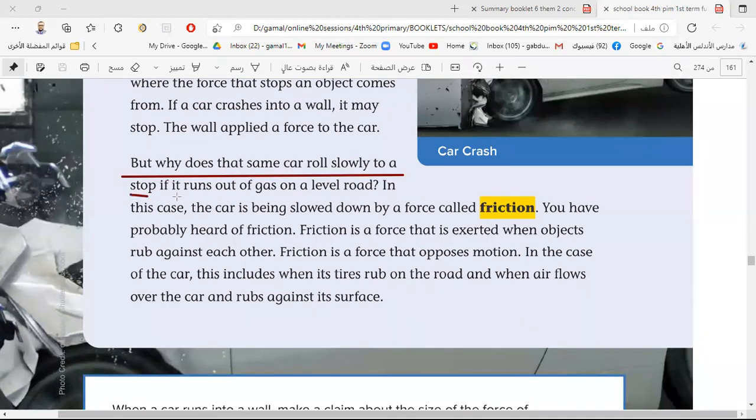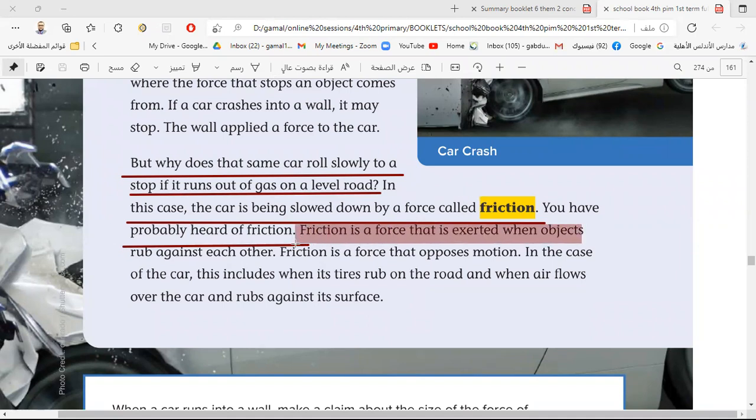But why does the same car roll slowly to a stop if it runs out of gas on a level road? In this case, the car is being slowed down by a force called friction.